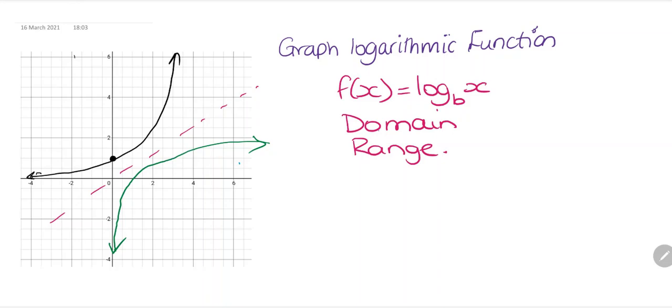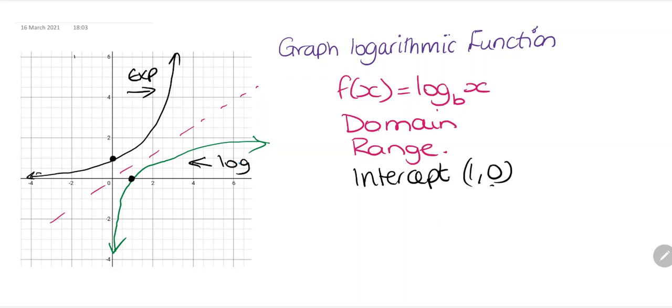This time we're going to have our intercept on the x-axis. So this here is exponential. This here is going to be our logarithmic function. So our intercept will be at 1, 0. Let's just take that back off. There will be some key points depending on our base, so let's have a look at an example.